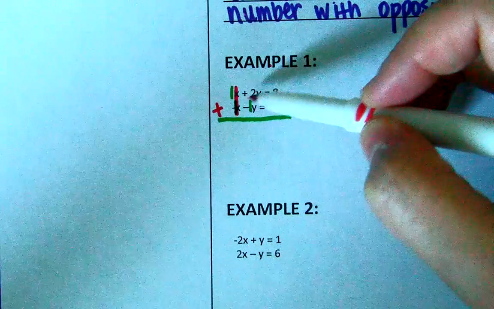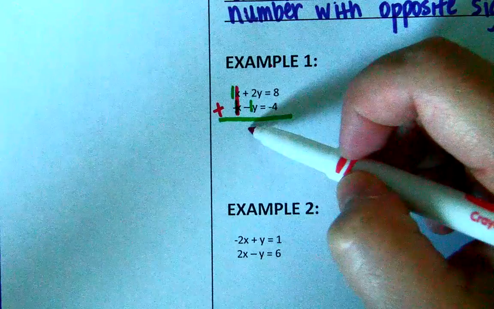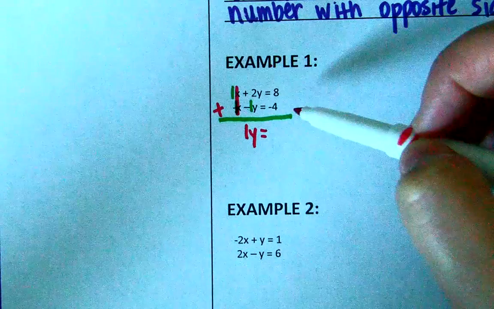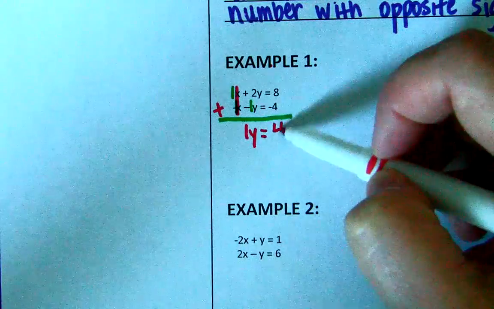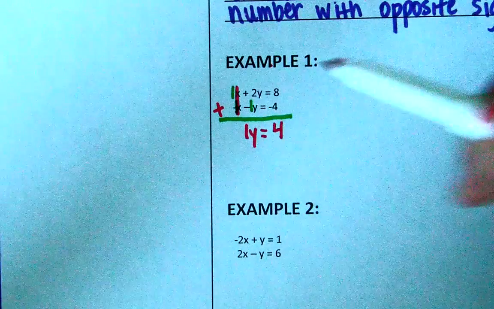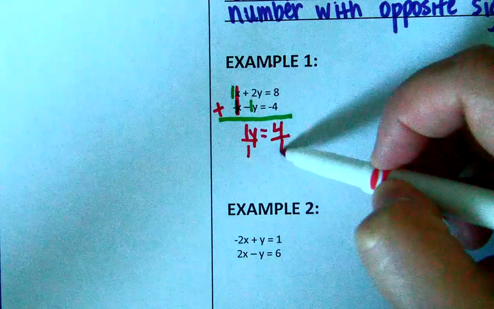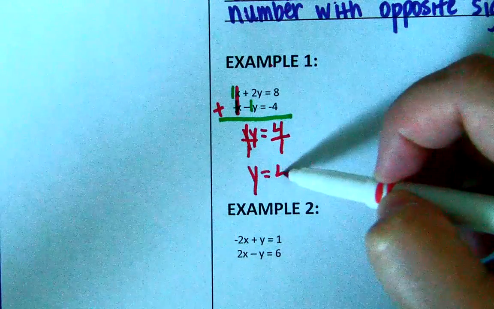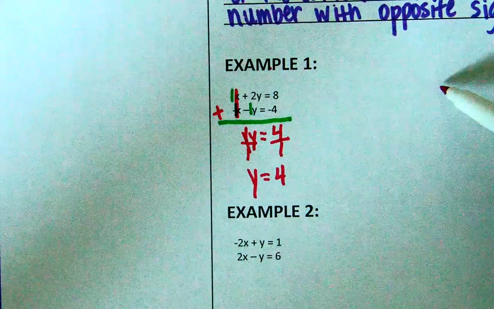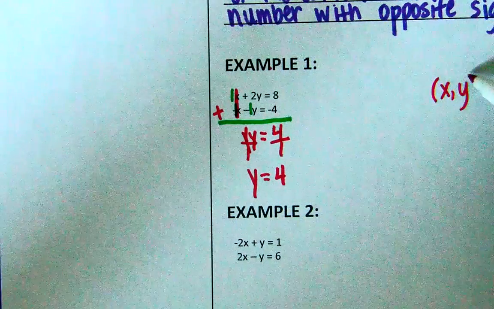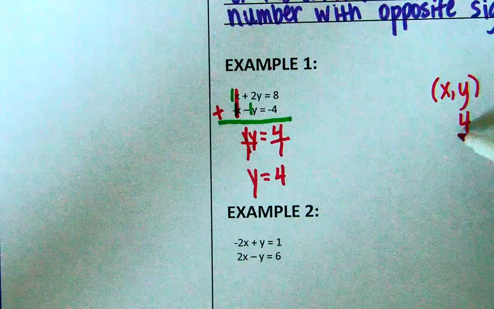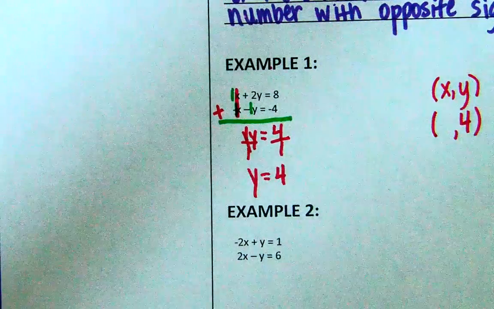So 2y plus negative 1y gives me 1y equals 8 plus a negative 4, which gives me 4. And remember, you got to get y by itself. 1y is the same as just saying y, or you can divide both sides by 1 and get y equals 4. But remember, for a solution, you have to have x, comma, y. Well, we have the y value, which is 4, but now we need to find the x value.